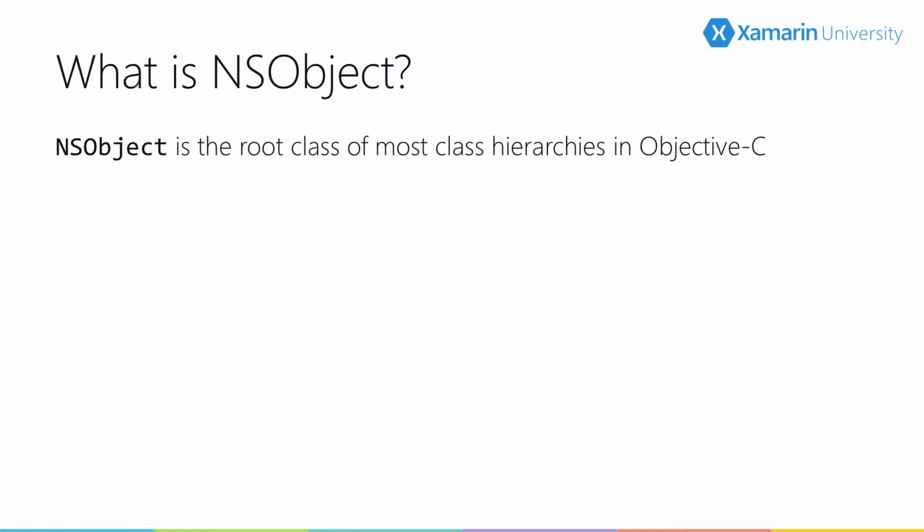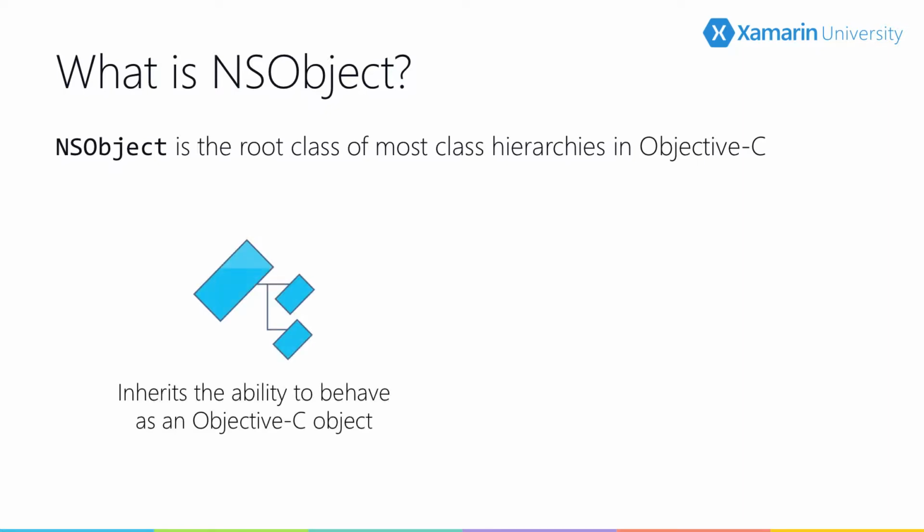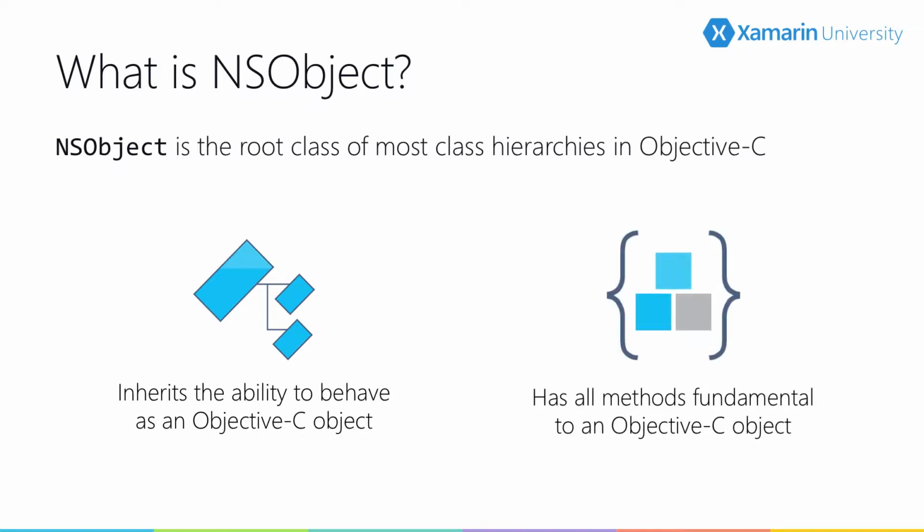The root class of all class hierarchies in ObjectiveC is NSObject. Any object inheriting from NSObject is going to ensure that this object is inheriting a basic interface to the runtime and the ability to behave as an ObjectiveC object. In addition, the object has all the methods called to an ObjectiveC object.